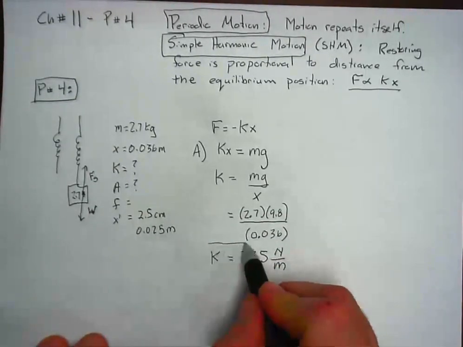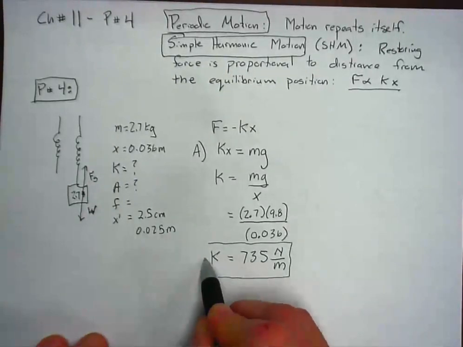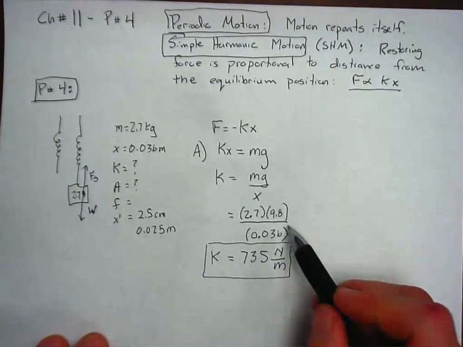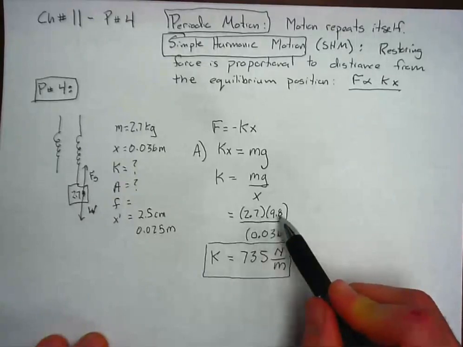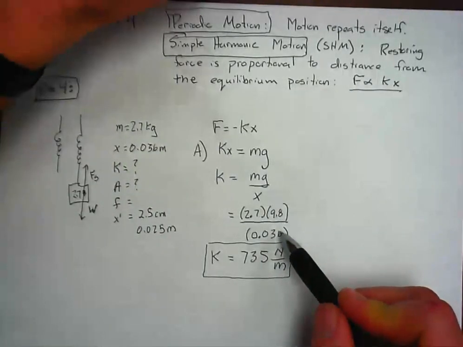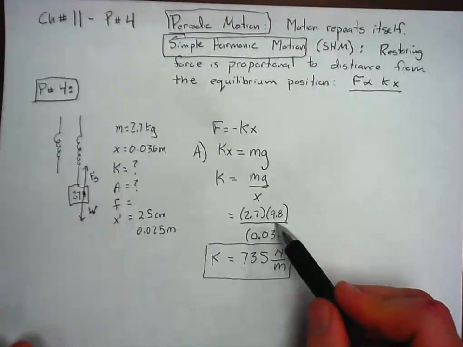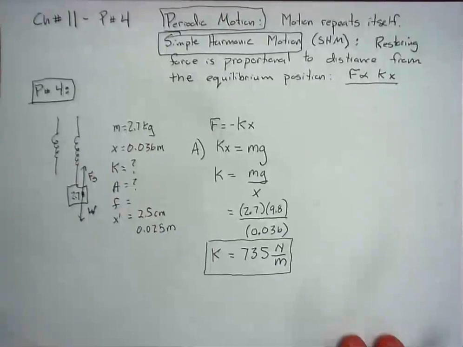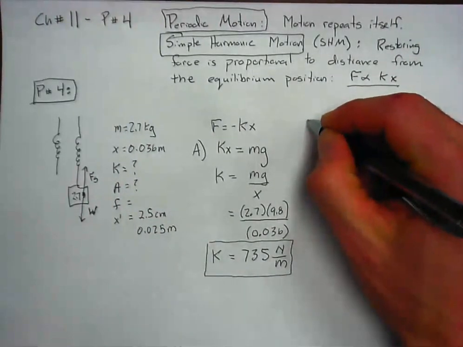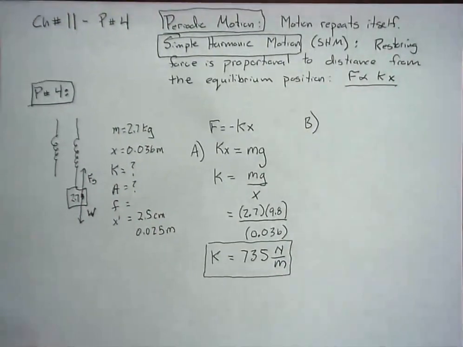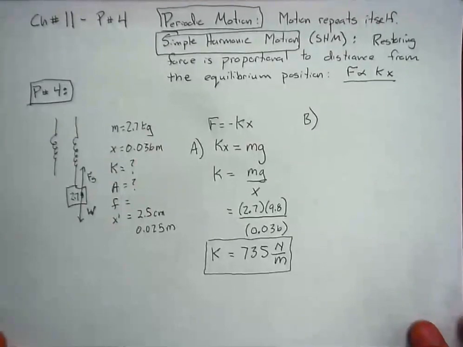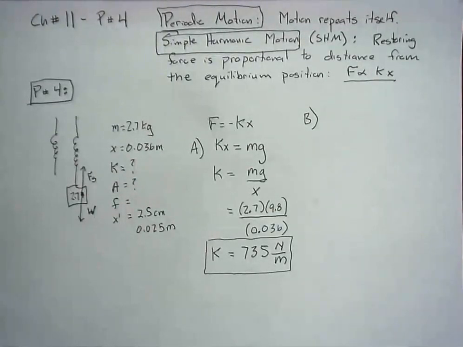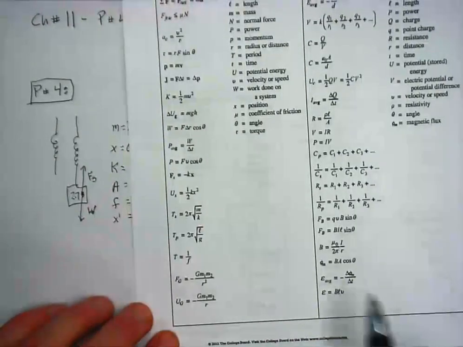Why is it newtons per meter? Well, this is a kilogram. This is meters per second squared. A kilogram meter per second squared is a newton, and this is in meters, so that would be our spring constant there. So part B says, what would be the period, the frequency and amplitude of the oscillation? Well, let me show you an equation here on your equation sheet. It is the period of a spring.